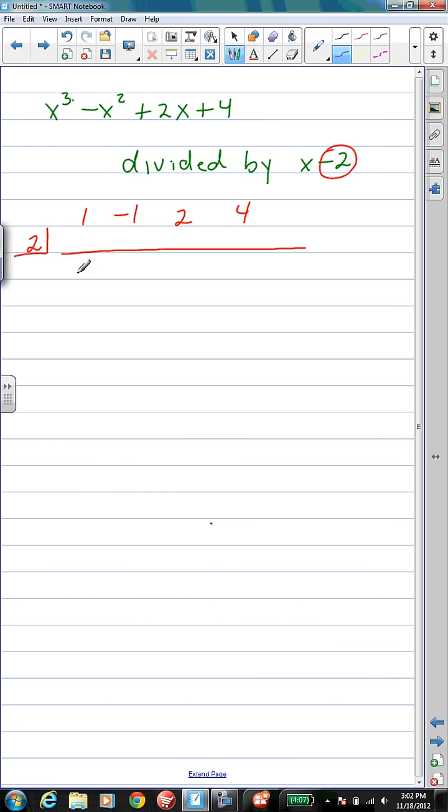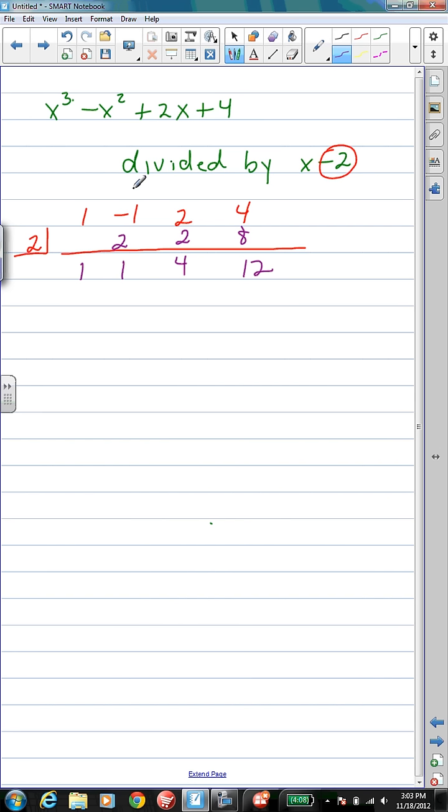Okay, I'll bring down my first term. It's a 1. 1 times 2 is 2. Negative 1 and 2 is 1. 1 times 2 is 2. 2 and 2 is 4. 4 times 2 is 8. Looks like 12. Okay, let me double check everything.